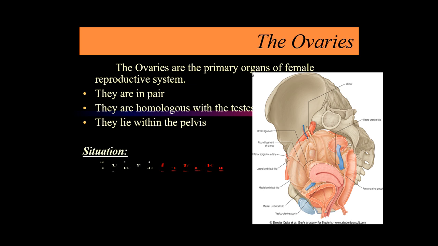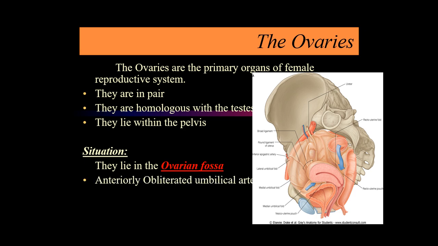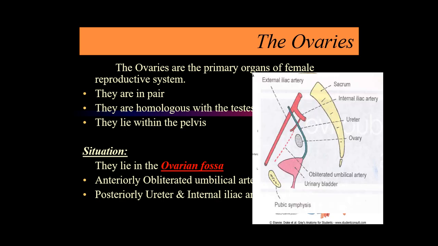The situation of this ovary is in a defined fossa, which is called the ovarian fossa. So this ovary will be present in a small depressed part which is called the ovarian fossa within the pelvis. And anteriorly and posteriorly we have important structures with which you can easily try to identify the ovary.